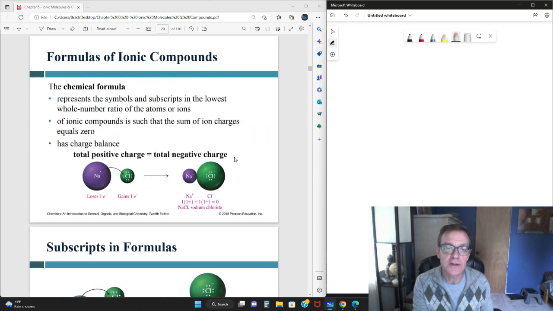Okay, and here's an example. Here is the representation of what's happening. We have sodium with its 1 valence electron and chlorine with its 7 valence electrons. Sodium gives up that electron, becomes a +1 in the ionic bond. Chlorine takes on the electron from sodium, becomes a -1, and you have sodium chloride.